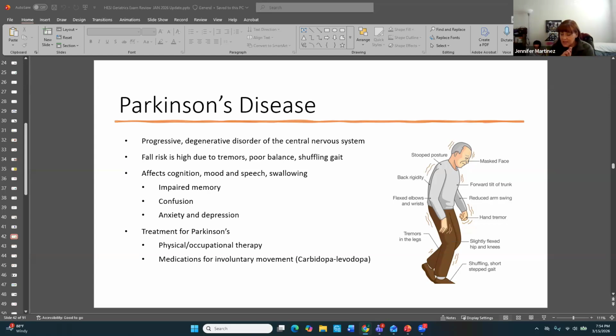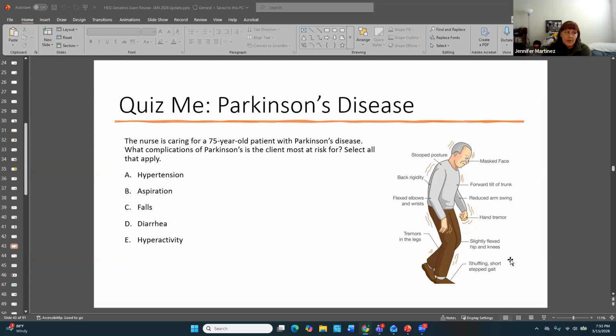So treatment is, oh my gosh, it is not levothyroxine, it's carbidopa-levodopa. I don't know why I couldn't remember that. That is to help increase the levels of dopamine in the body. Physical therapy and occupational therapy are also really important. Physical therapy for muscle strengthening, and then occupational therapy to help with those ADLs.